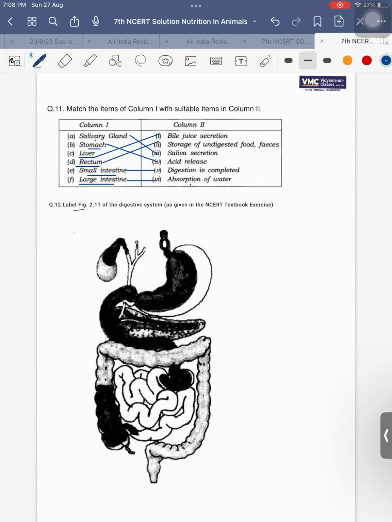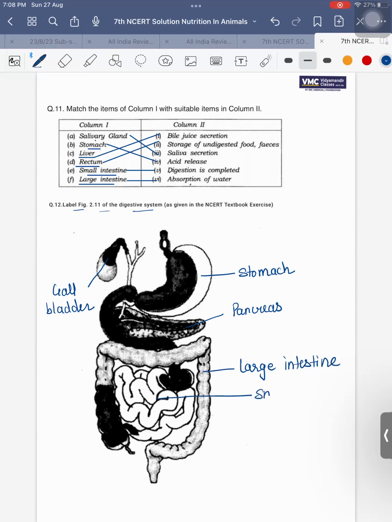Next question, label the diagram of the digestive system, beta. This is the diagram that is already given. You have to only label the diagram. So let's label its parts. This one is the stomach. This one, pancreas. This, gallbladder. Then the next part, large intestine, and the inner one, small intestine. This is the rectum, which stores the undigested food in the form of feces, and this is the anus, the small opening through which we eject out the undigested food.